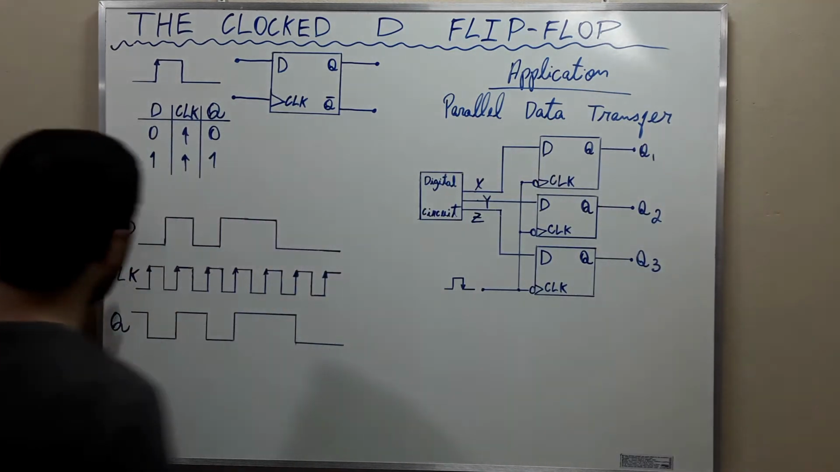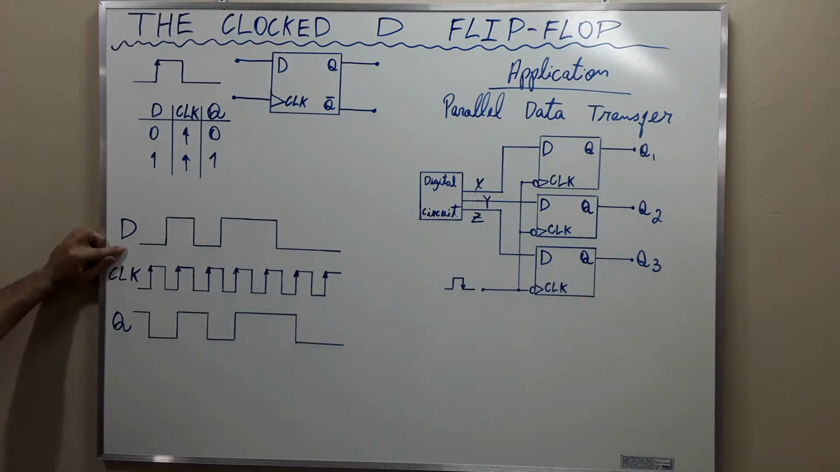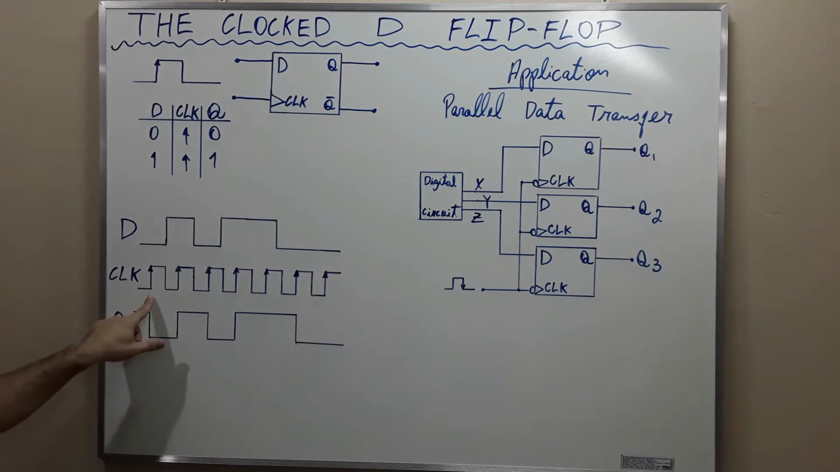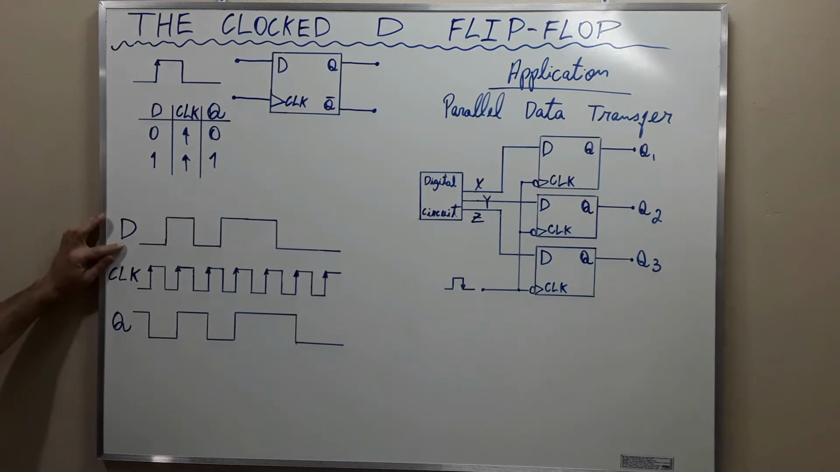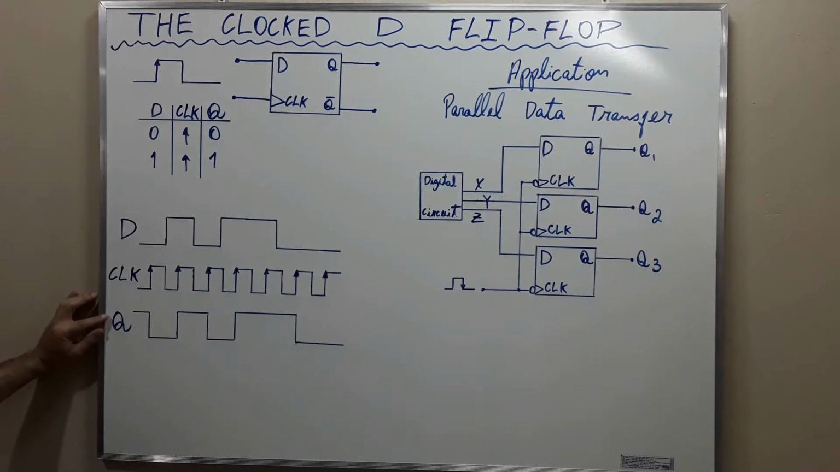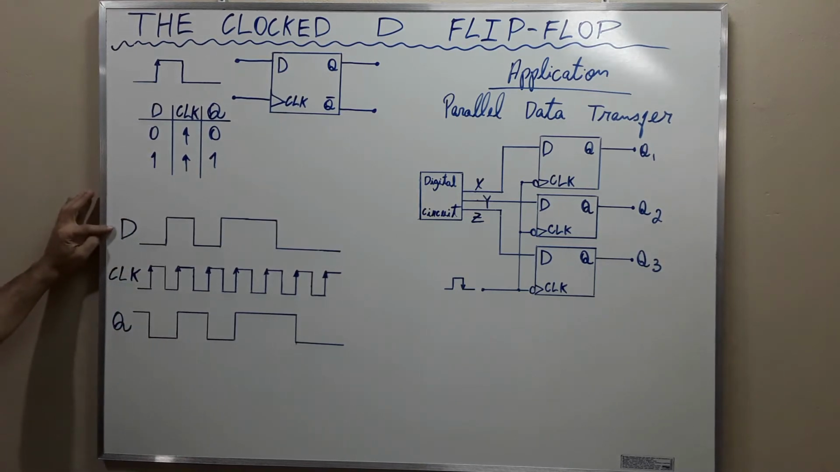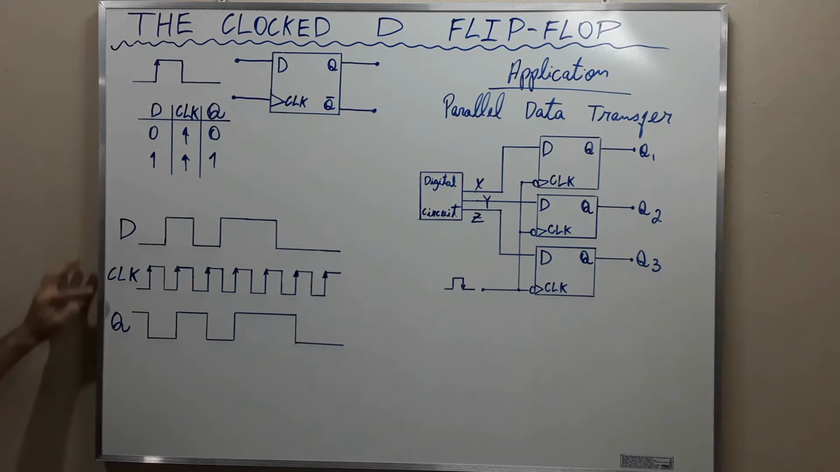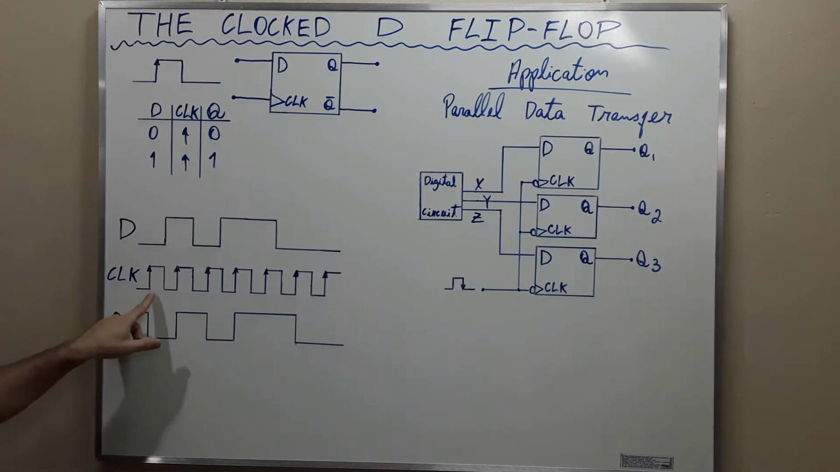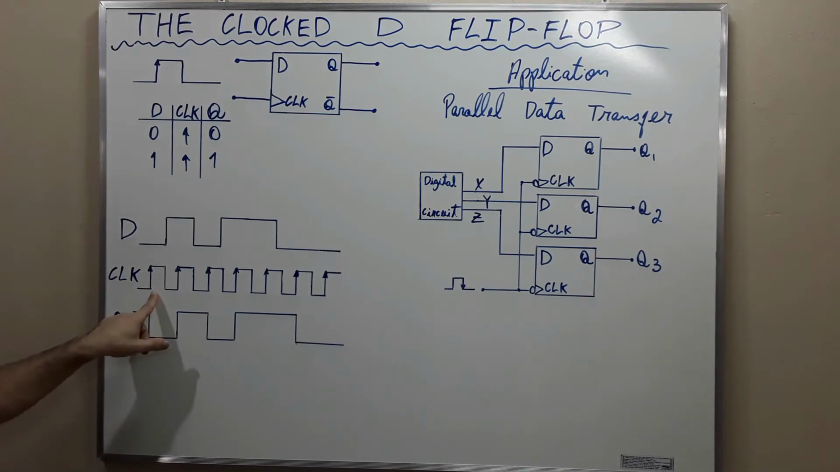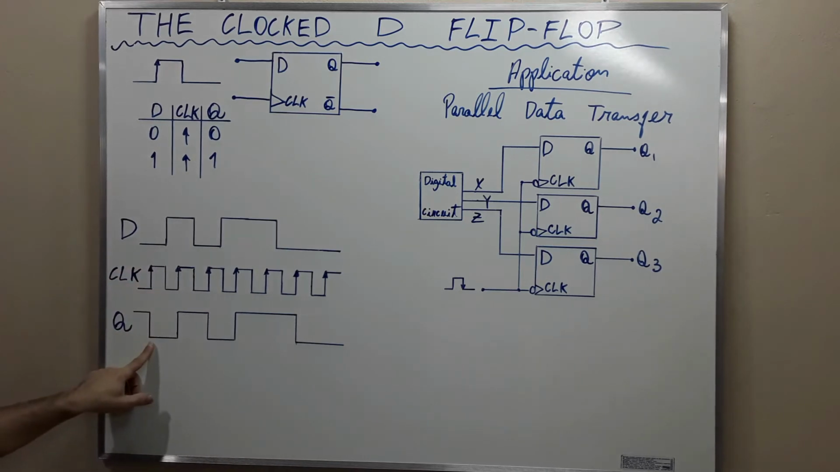Observe that the logic level present at D will only appear at the output at the occurrence of the positive going transition of the clock. Initially, D is 0, and if initially Q is 0, at the positive going transition of the clock, the logical level of D will be displayed at Q. At this transition of the clock, Q becomes 0.